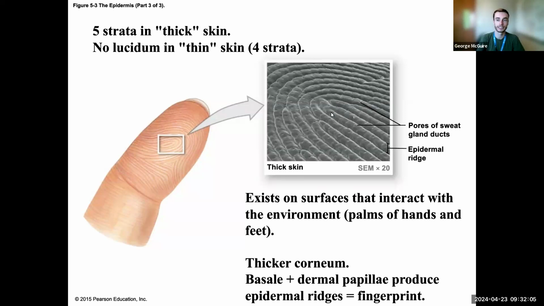Thick skin does not have any hair, so you won't find hair follicles, right? Because that would just kind of get in the way with what we're trying to do with interacting with our environment. And that's basically it. But again, you only find thick skin on the palms of your hands and the bottom of your feet. And so for a majority of your skin, you only have 4 layers: basale, spinosum, granulosum, and corneum. Thick skin is the only one with the stratum lucidum.